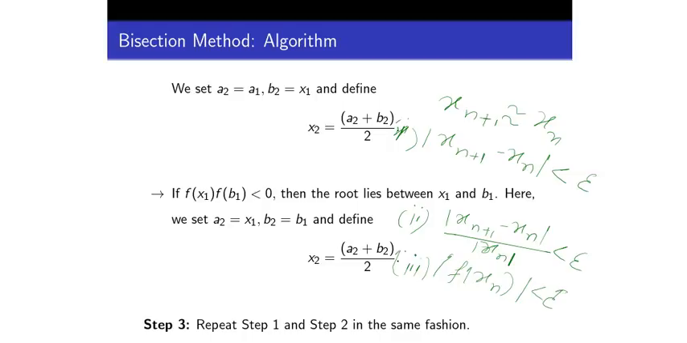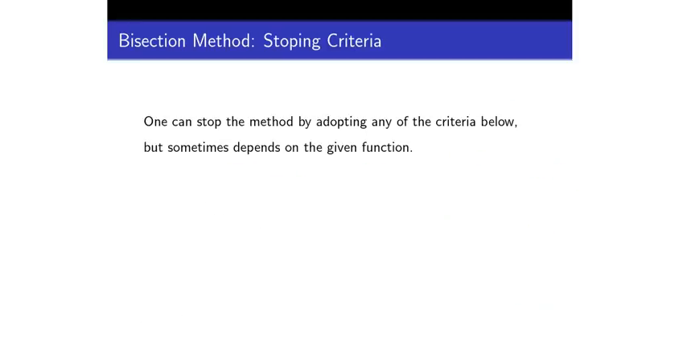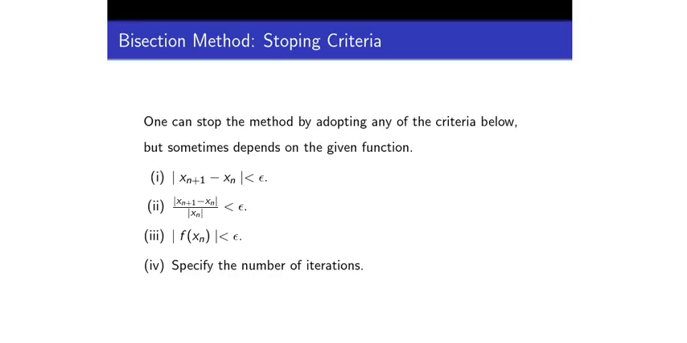And another stopping criteria, the final one, is that you can fix the number of iterations. You can go for, like, 100 steps at the most. That is also one of the stopping criteria. So this is what I explained just now: specify the number of iterations. That is one way to stop the method, by adopting any of the criteria below.